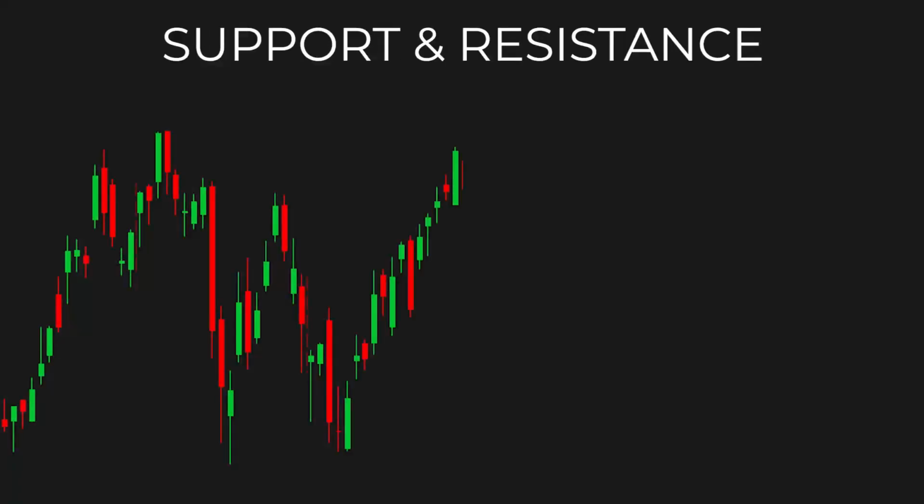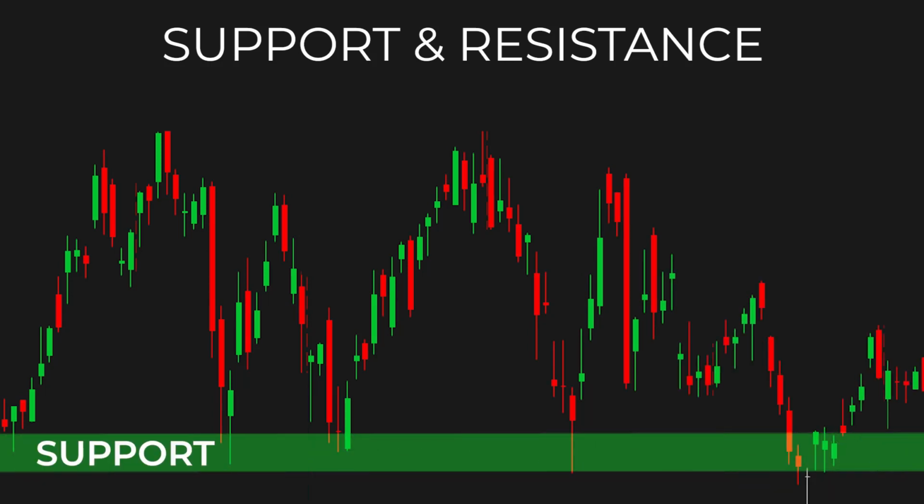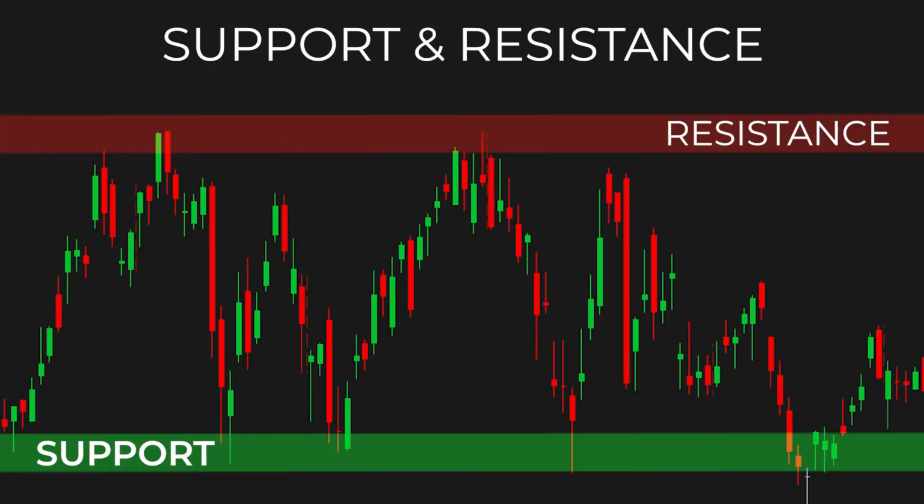One of the most important things investors need to be able to identify on a chart is levels of support and resistance. Levels of support happen when a downtrend is expected to slow down due to a concentration of buyers. Levels of resistance happen where an uptrend is expected to slow down due to a concentration of sellers.